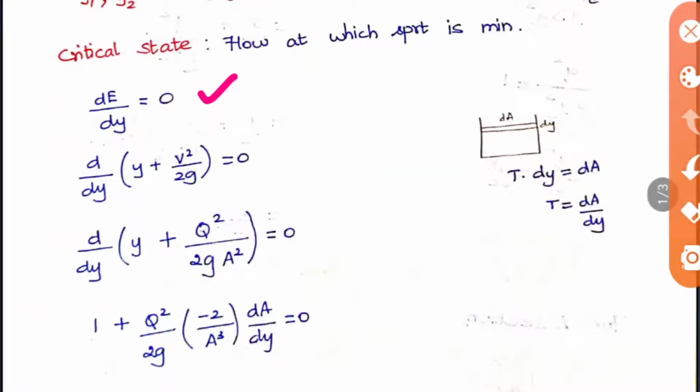dE by dy is equal to 0. So for E, I have substituted the value y plus v square by 2g. So v square can be expanded as q square by a square, since velocity is equal to discharge by area. So I have written like that.